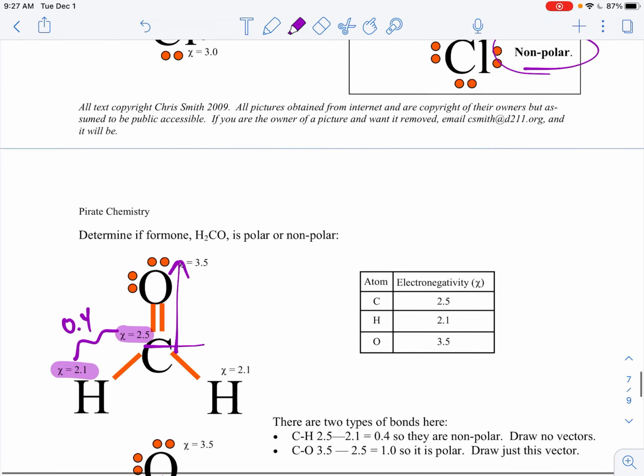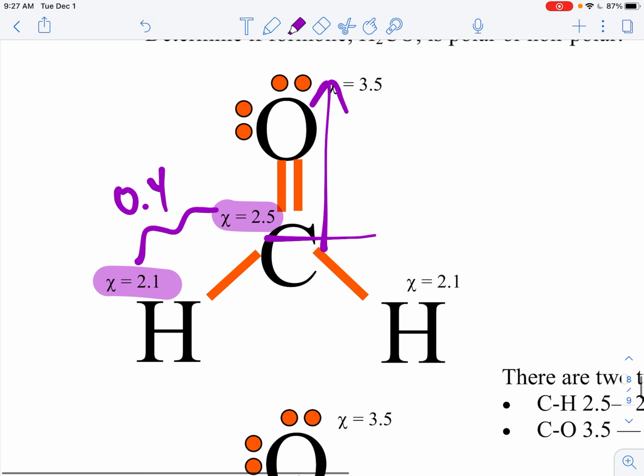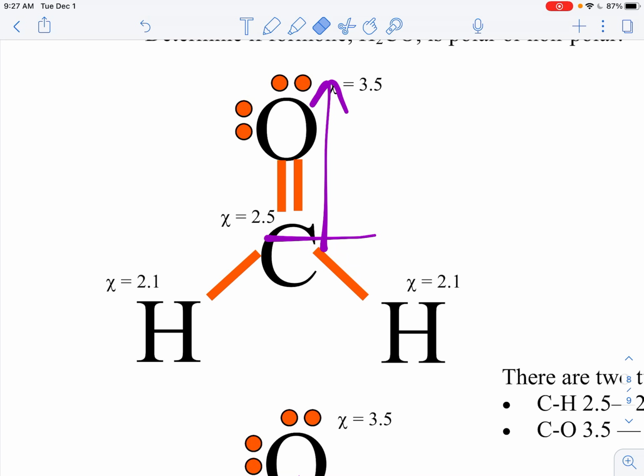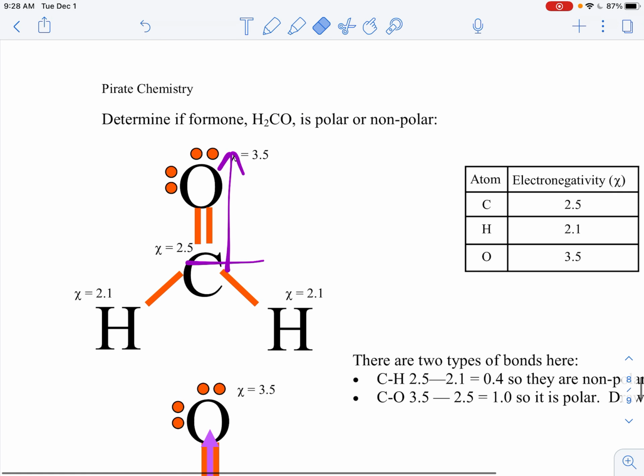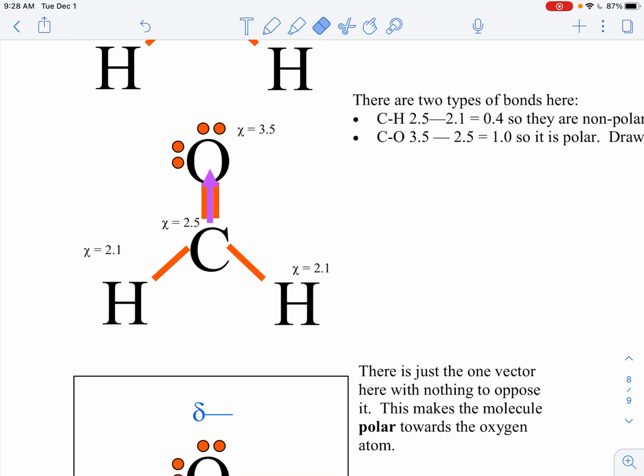So we're going to come down here again, and the difference between here and here is only 0.4. So guess what? I am not going to draw an arrow. Nothing. No arrow here. No arrow there. I'm also then going to not draw an arrow here because the difference is 0.4, 2.5 to 2.1. So check it out. Those are all three of my bonds. I've only got one arrow in this molecule. It's from the carbon up to the oxygen.